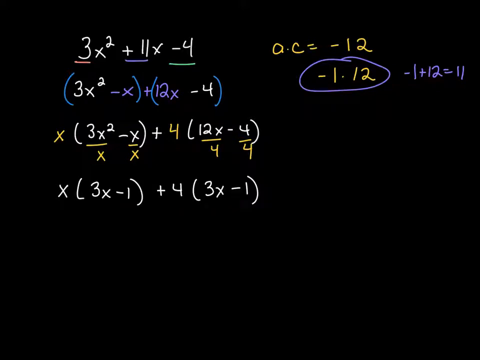And if you do this correctly, you will always see a common factor here, which is 3x minus 1. So when I divide that by 3x minus 1 and divide that by 3x minus 1.